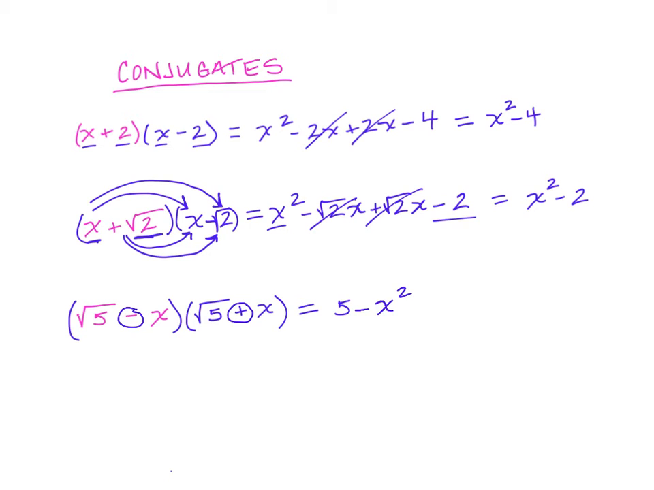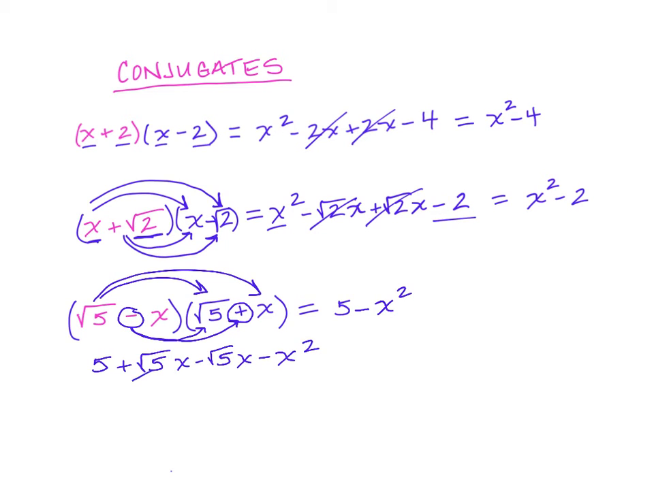Now, if you just want to see that worked out again, I can do it one more time. First, square root of 5 times the square root of 5 is 5. Outside, square root of 5 times positive x is plus radical 5x. Inside, you've got that minus sign now, so it's going to be minus the square root of 5 times x. And then last, a negative times a positive x is going to give you a minus x squared. The two middle terms are opposites. They cancel out. So I end up with just 5 minus x squared, which is the same thing I got when I took the shortcut. So you do not have to FOIL it all the way out.